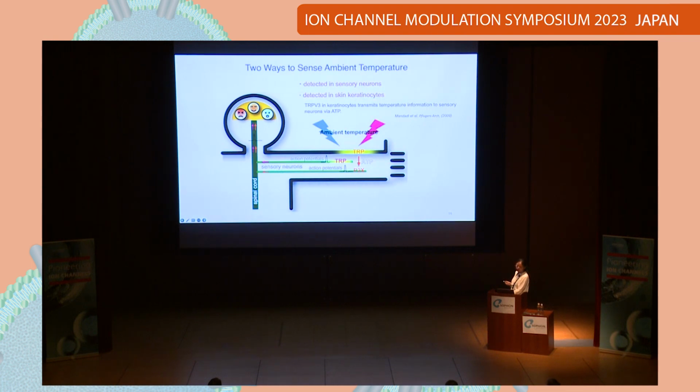It is generally believed that the thermal information from the skin is conveyed through the sensory nerve endings embedded in the skin epidermal layer. Moreover, the skin keratinocytes are also important to detect the ambient temperature. Our previous study reported that TRPV3 in keratinocytes transmits the temperature information to sensory neurons via releasing ATP. However, the in vivo role of TRPV3 in the thermal sensation is still controversial.